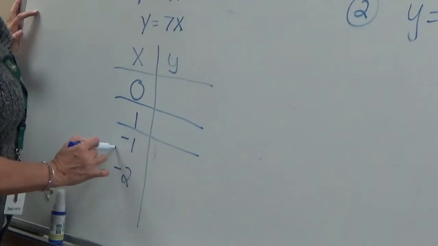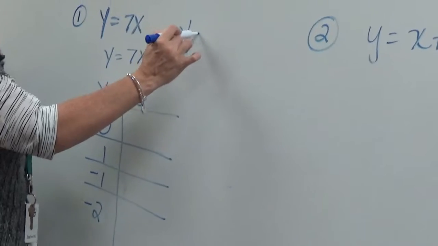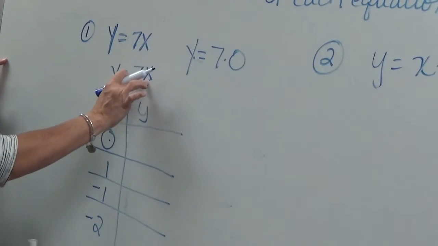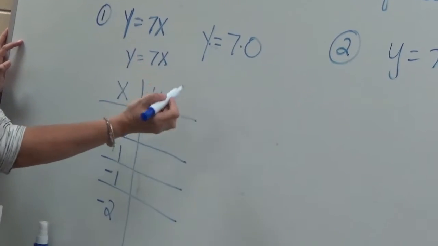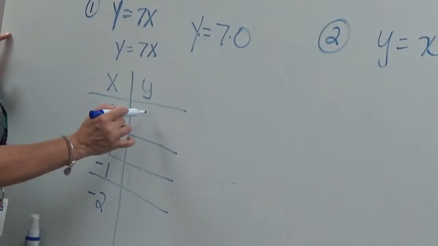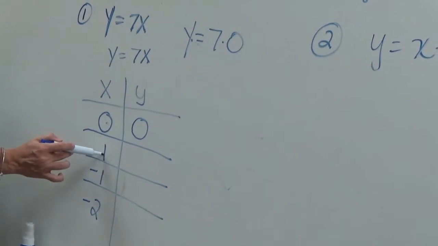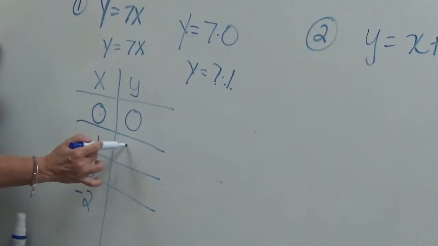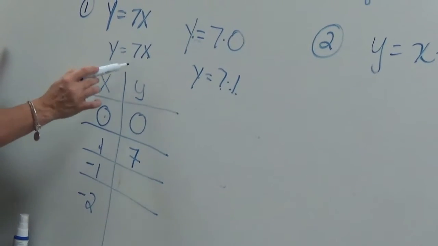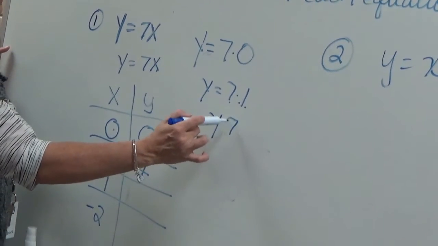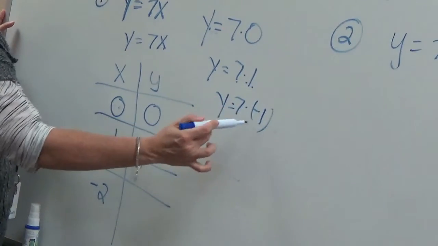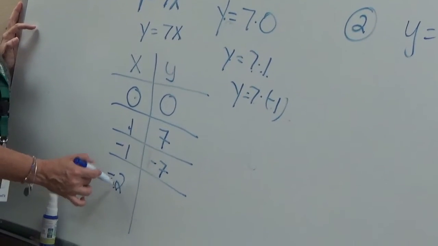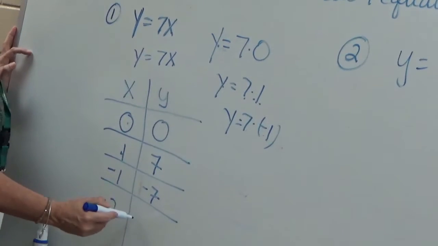When I choose 0, instead of writing y equals 7 times x, I'm going to write y equals 7 times 0, because I'm popping the 0 in for x. This is multiplication understood. When x equals 0, y equals 0 as well. What if I put 1 in? y equals 7 times 1. 7 times 1 is 7. When x equals 1, y equals 7. What if I put -1 in? y equals 7 times -1. 7 times -1 is -7. And finally, if I put -2 in, -2 times 7 is -14.